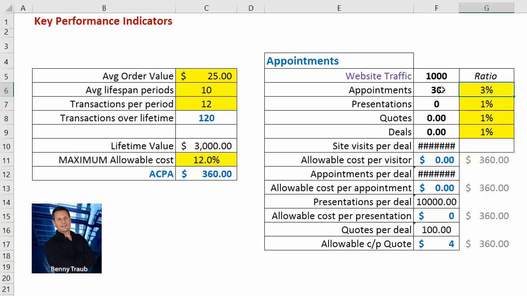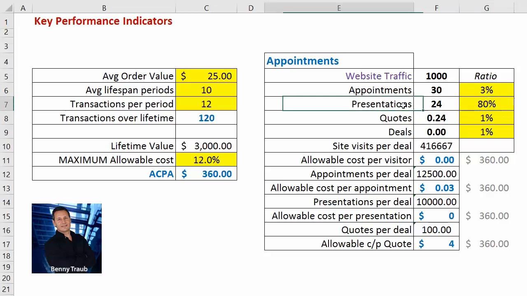Now, out of the appointments that you get, not everybody shows up for appointments, obviously, and so you're not going to do 30 presentations. What I want you to do is come up with a percentage here for the number of people that will actually show up. So I'm going to enter 80%, so we have something to work with.